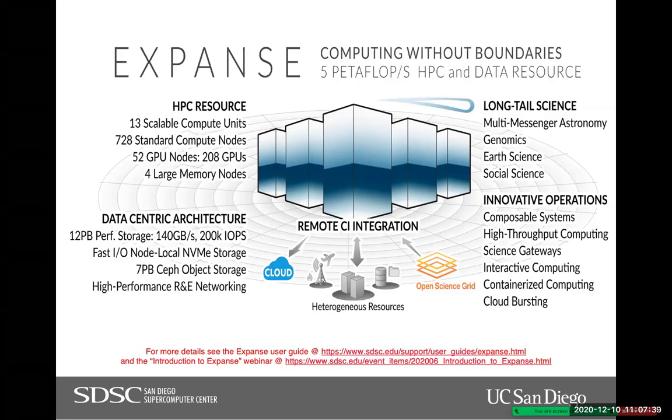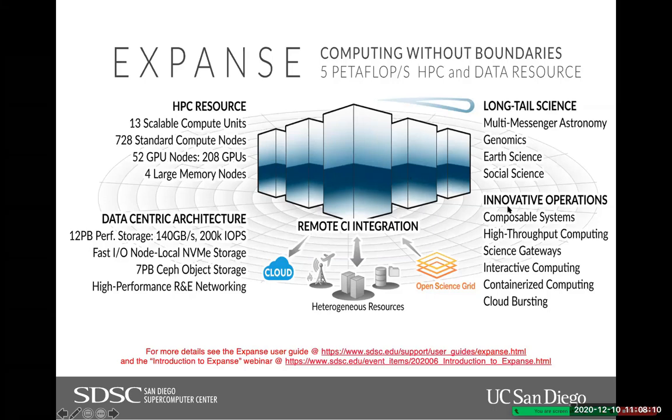If you have a much bigger application, then you need to go to some of the other resources on Exceed, and the consultants will help guide you there. It has 13 of these scalable compute units. I'll describe those in a moment. 728 standard compute nodes, 52 GPU nodes with 208 GPUs, large memory nodes. It's a data-centric architecture, so we have high-speed internal networking and also Ceph object storage.